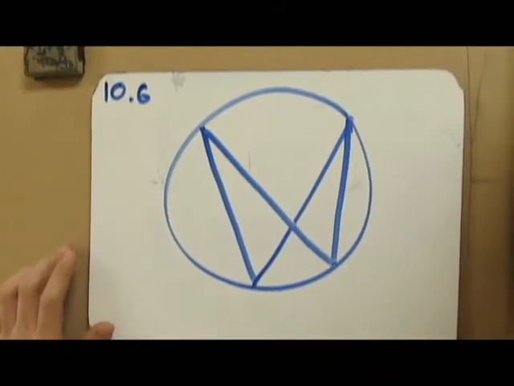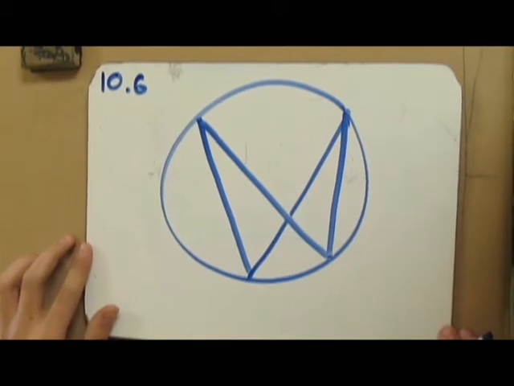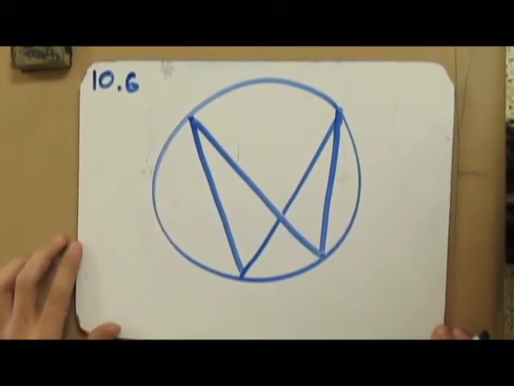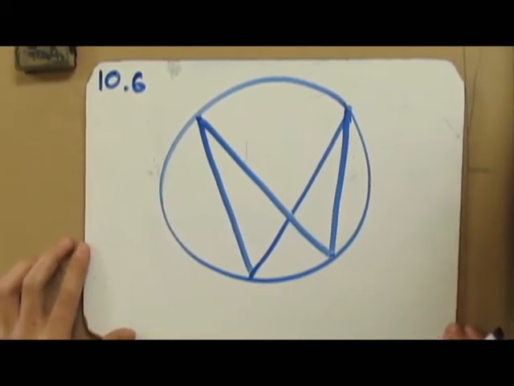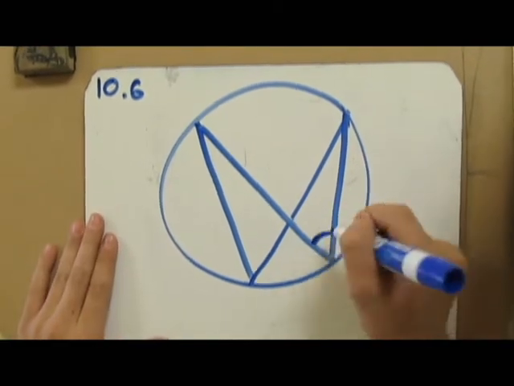The second theorem is theorem 10.6. This theorem states that if two inscribed angles intercept the same arc, then the two angles are congruent.